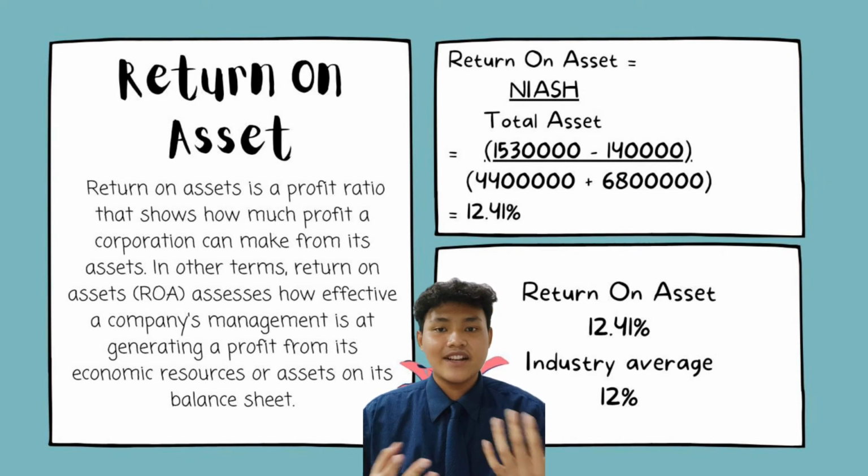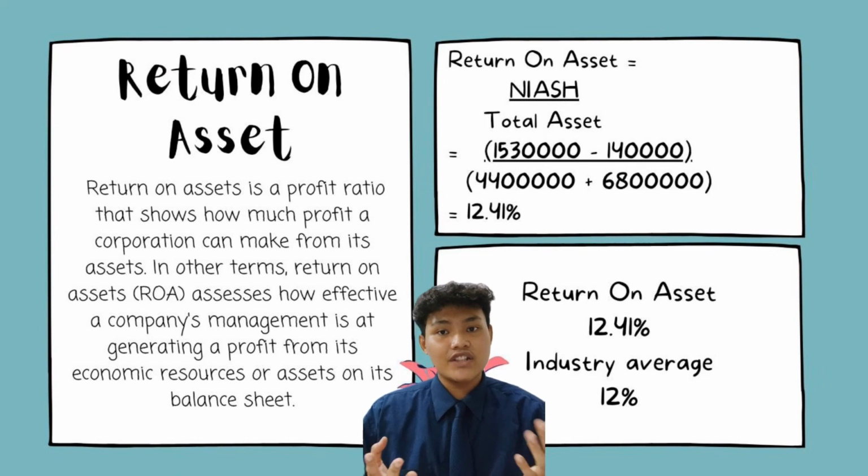Fourthly, the purpose of return on asset. Return on asset is a profit ratio that shows how much profit a corporation can make from its assets. For the formula, return on asset is net income available to common stockholders over total assets, and we got 12.41%. Hikmah Bati Berhad's return on asset is 12.41%, which is higher than the industry average of 12%.